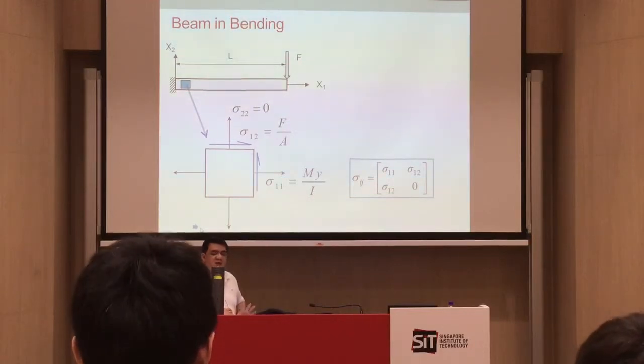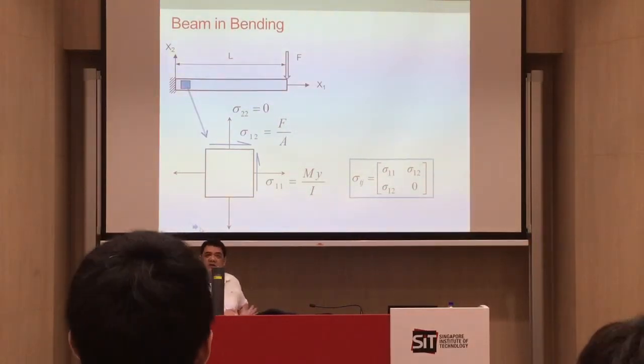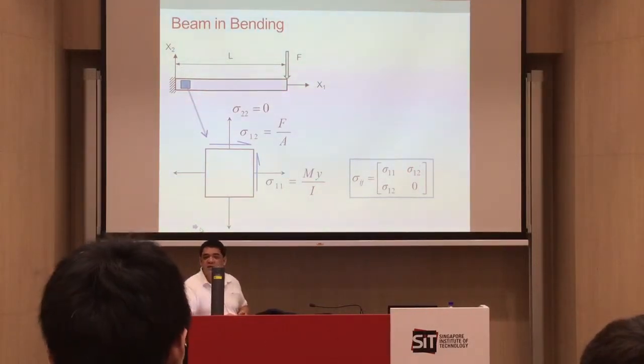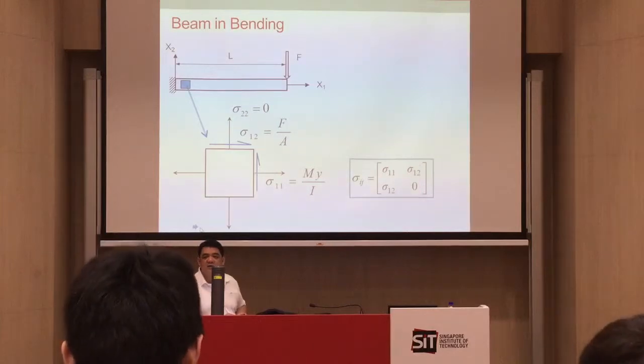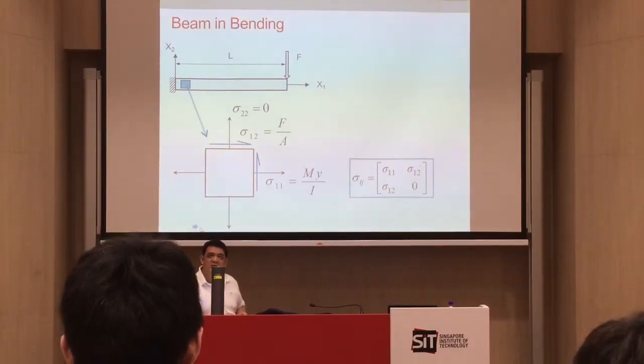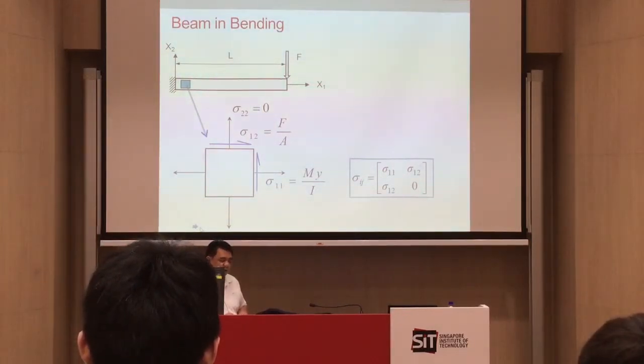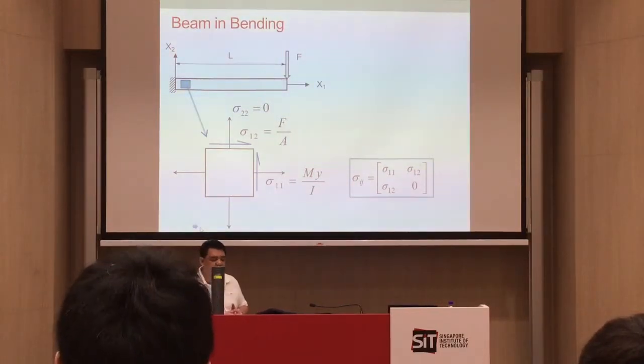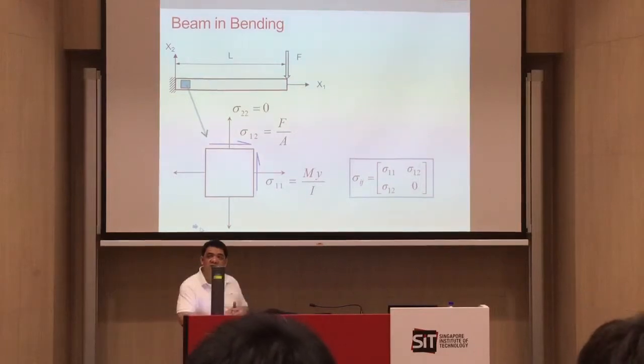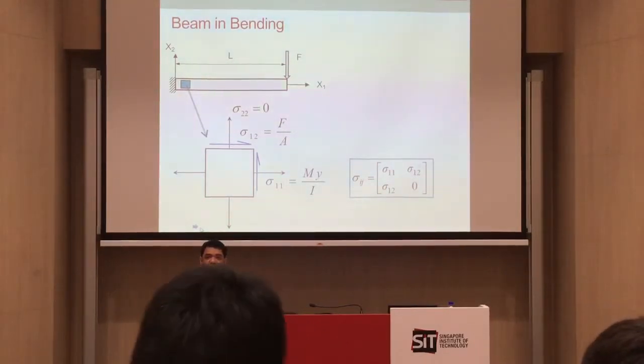When I speak of the state of stress, that will be sigma ij: 1-1, 1-2, 1-3, 2-3, 3-1, and so on. So that will be my state of stress. So let's try to apply what we have learned to a simple bending of beam, or beam in bending problem, wherein this one is simply a 2D problem.